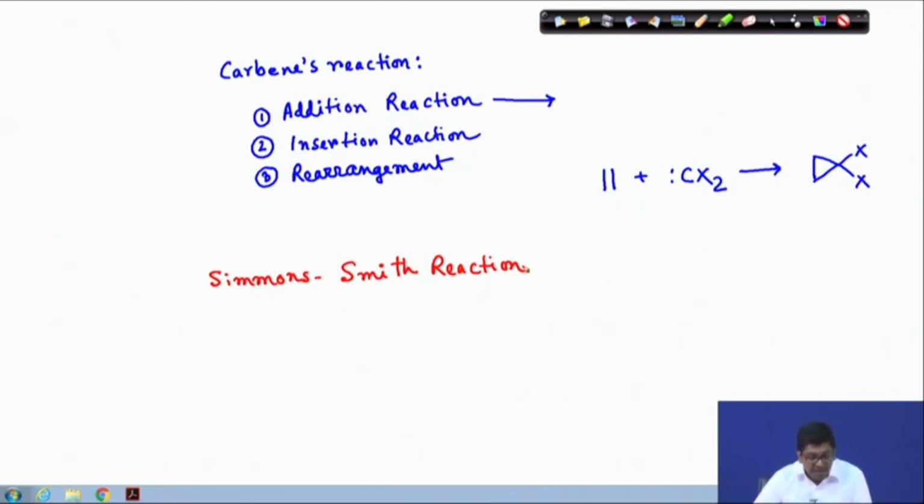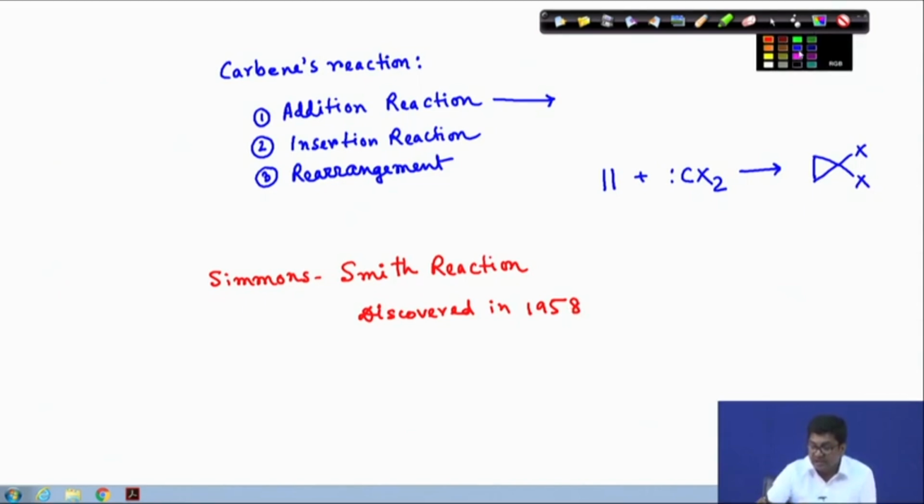It was discovered in 1958 by two chemists, Professor Simmons and Smith. And this is one of the best methods to prepare cyclopropane from alkene. Okay. So, now we will learn what reagents they used to do this reaction.